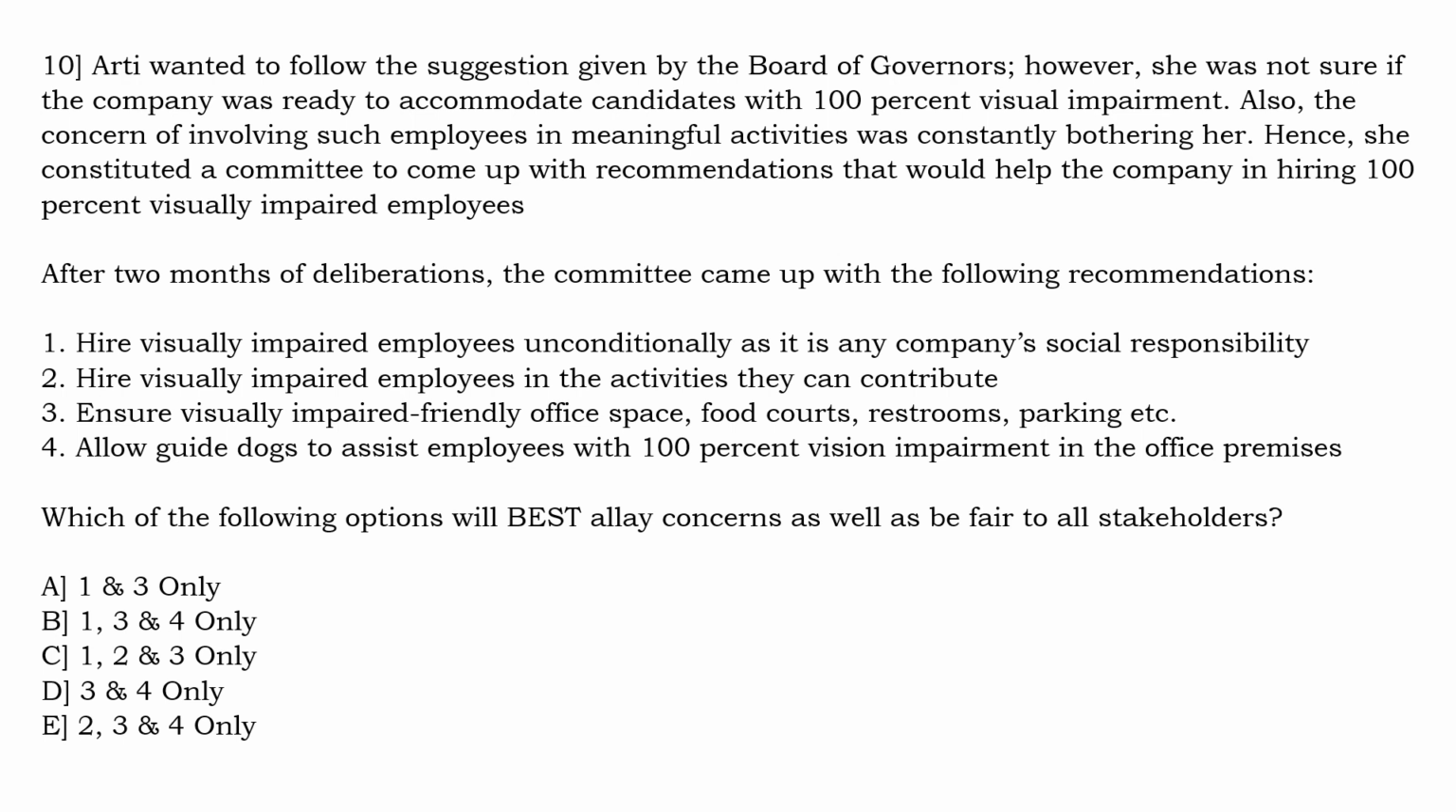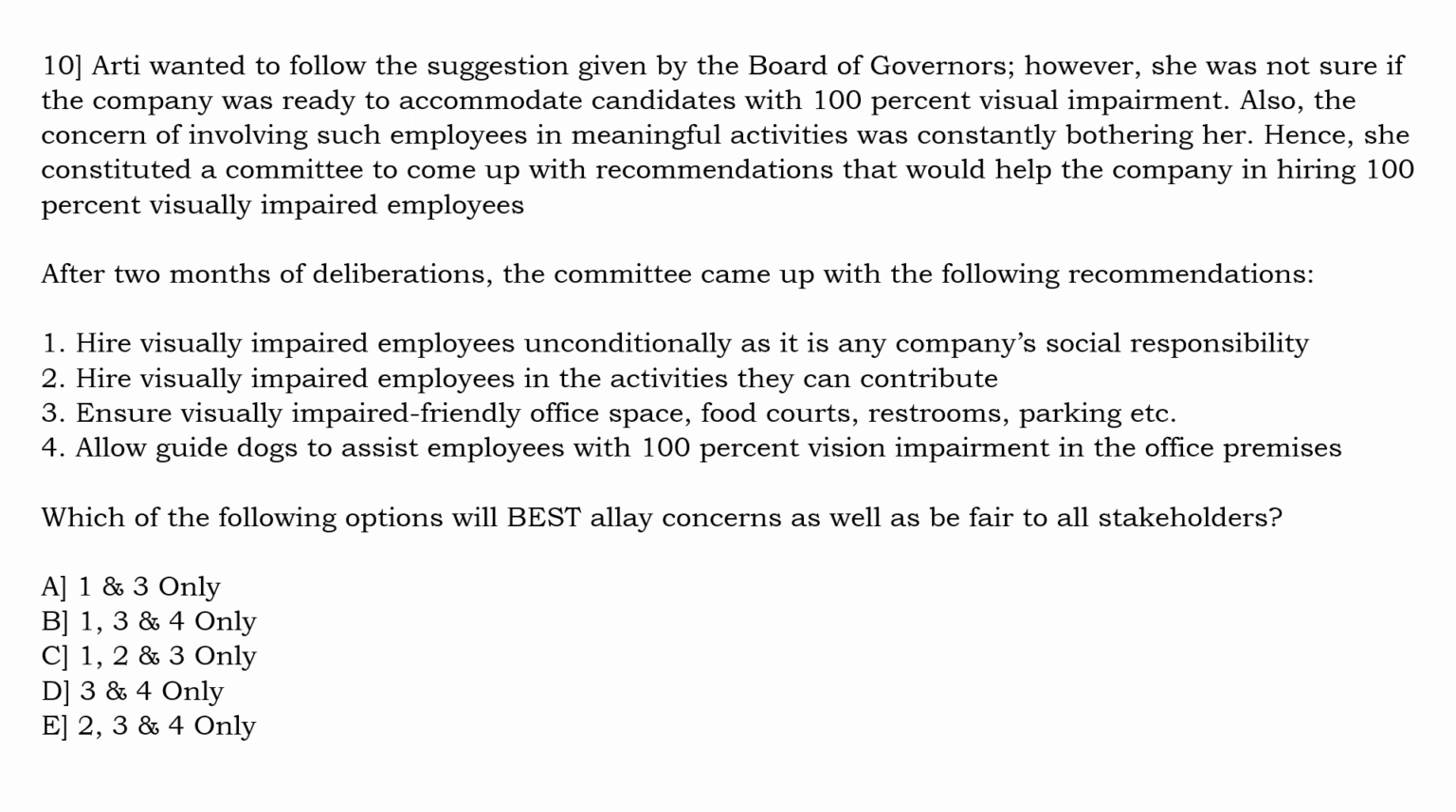Now your question is, which of the following best allay concerns as well as be fair to all stakeholders? Which of the options are allaying, means removing, the doubts? From the passage we know there are certain doubts regarding whether it is going to be practical and what work we can assign to the people. You need to find statements that will remove all her doubts in appointing blind people, as well as something that is fair to all the stakeholders.